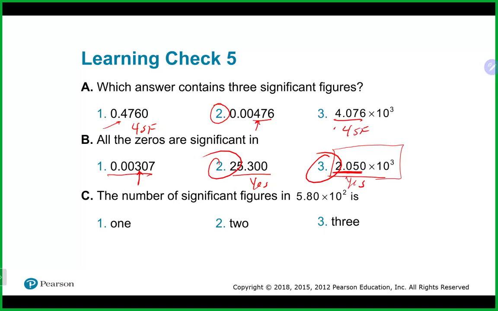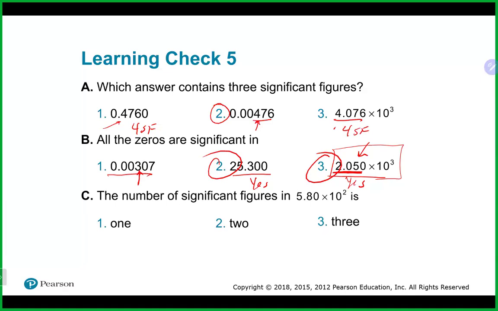The 10 is just basically how far you're going to move the decimal place and stuff like that. So when we're talking about the number, this is truly the number. And then the 10 just tells us if we need to add some more zeros when we convert it out. Other questions?